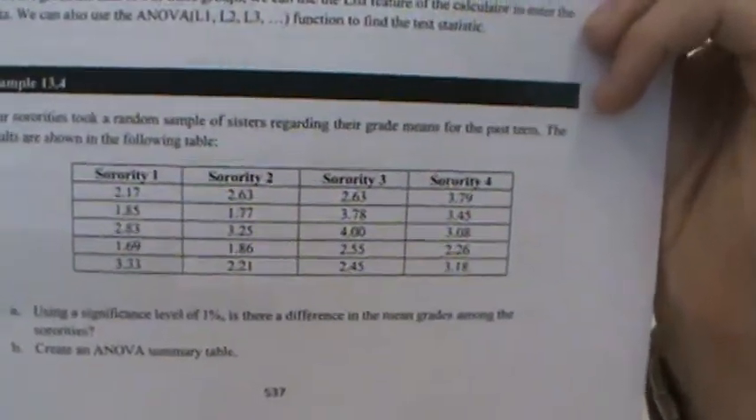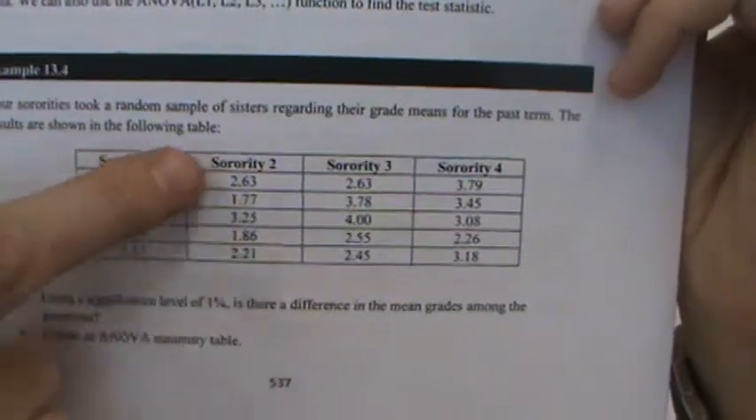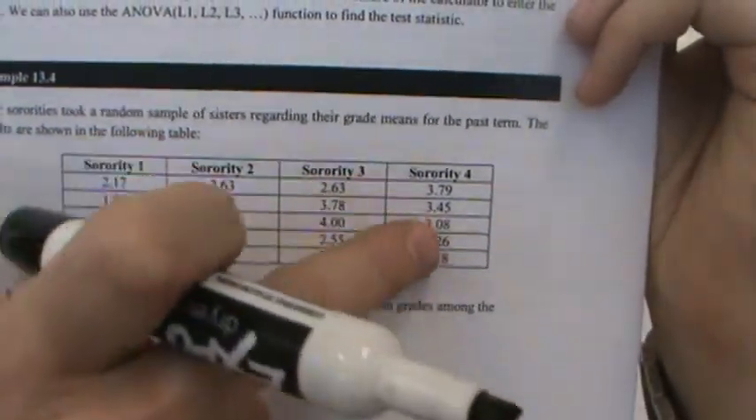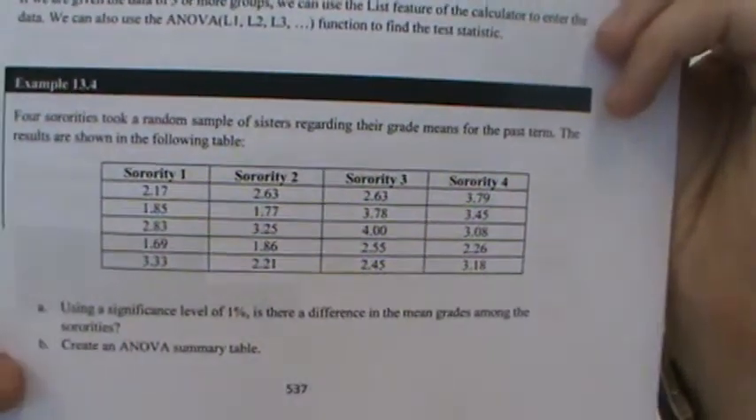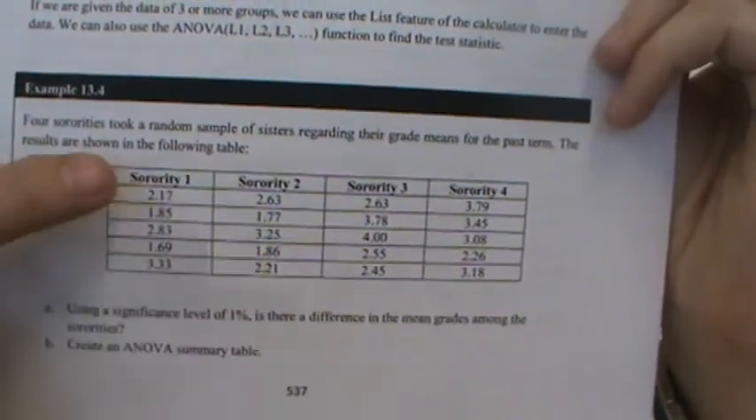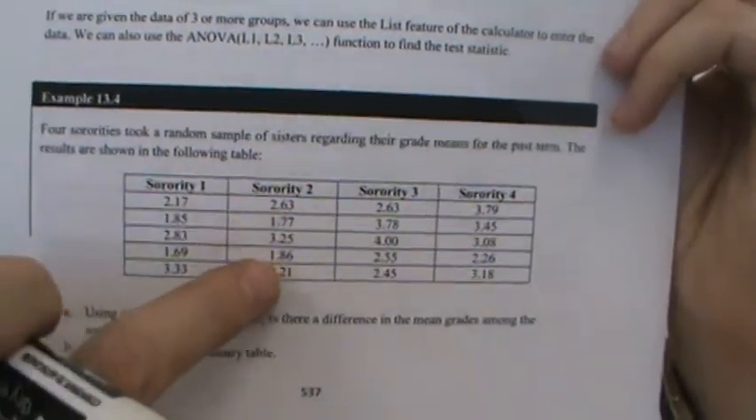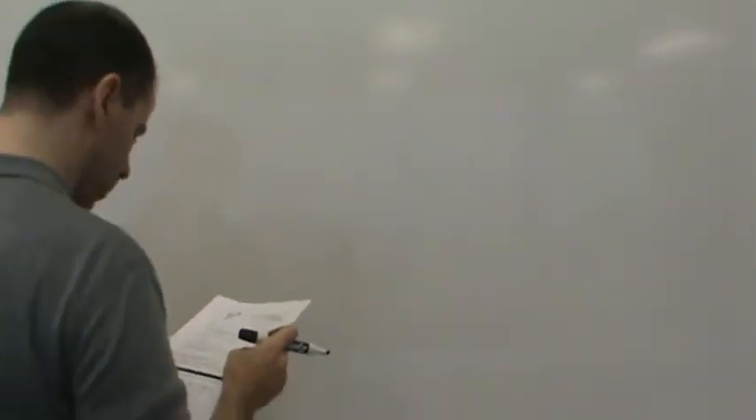The first thing we're going to do is take each one of these samples from each one of the populations, from each sorority, and stick it into a separate list on your calculator. So you could put this in list 1, list 2, list 3, and list 4. That's what I'm going to do now. Go ahead and put that data in the calculator, and then we'll explain what's going on in the test and what we're actually testing. Stat, edit.